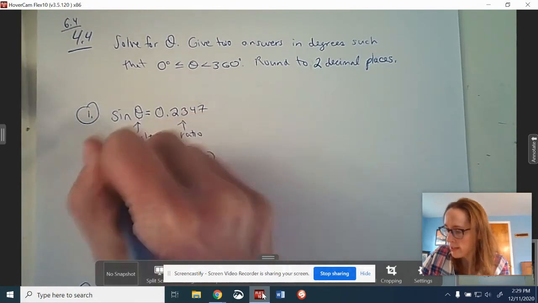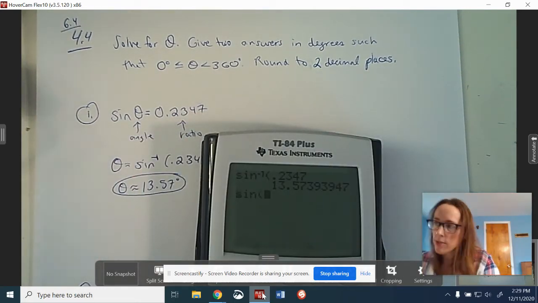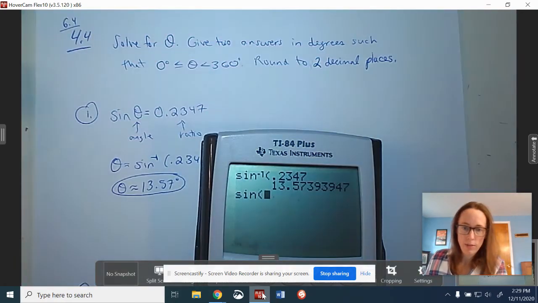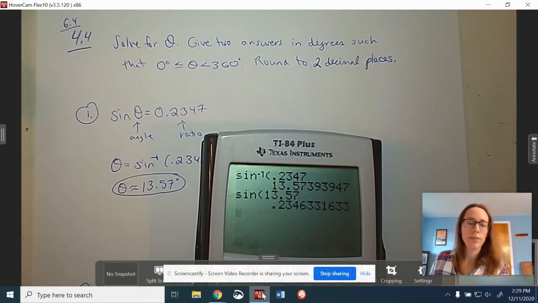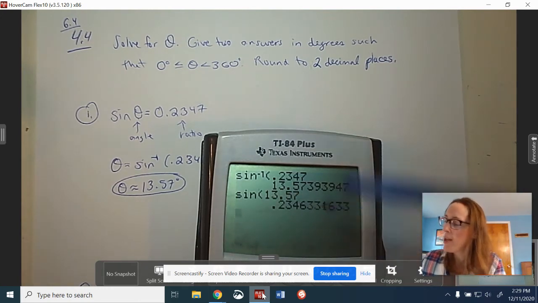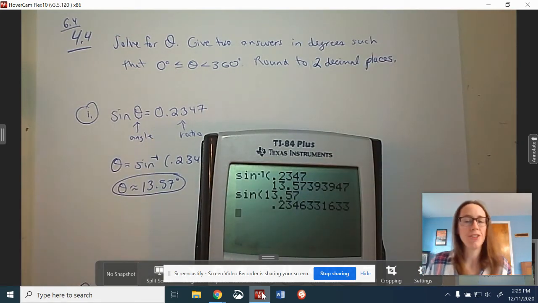That right there is an answer. The calculator is always going to give you a good answer here. And I could check that answer. Let me adjust my lighting, see if I can do that. Yeah, that looks good. So I can check that answer by doing regular sine and putting the angle in. If I put the angle in, I'm going to get the ratio. It's not exact because this is a decimal approximation, but it's pretty close to the given ratio. So I feel confident with that answer.